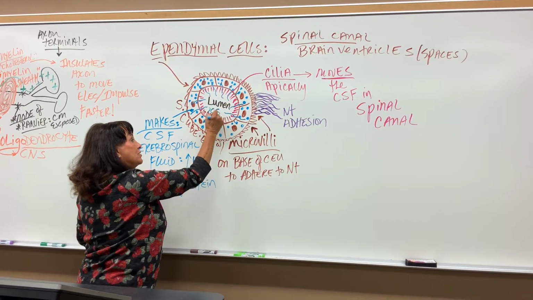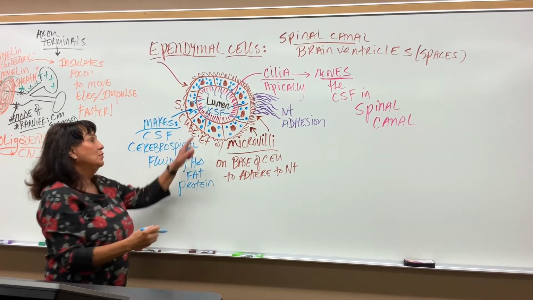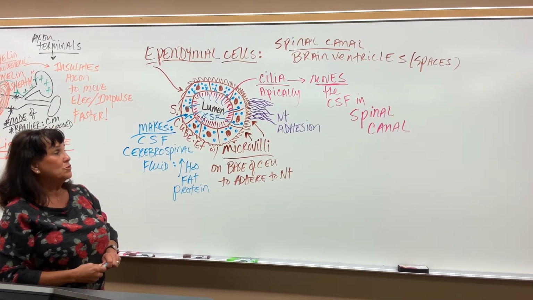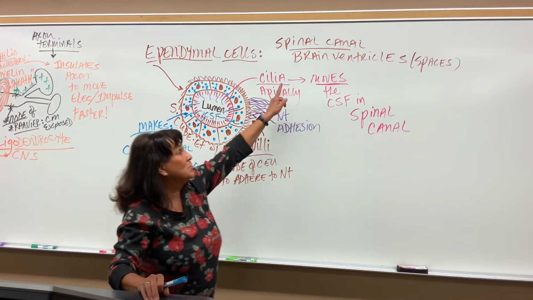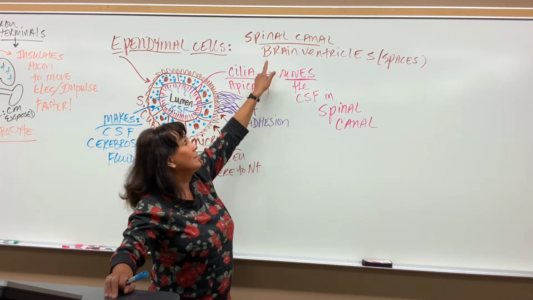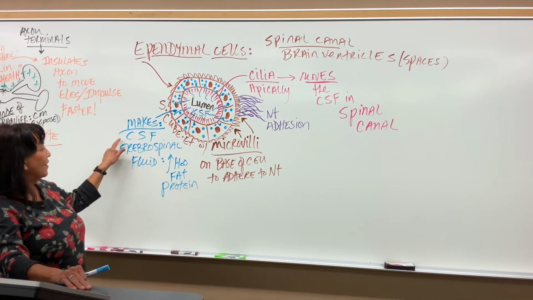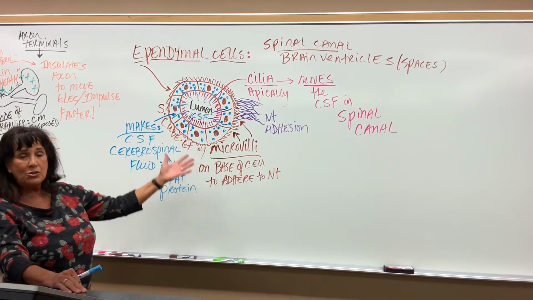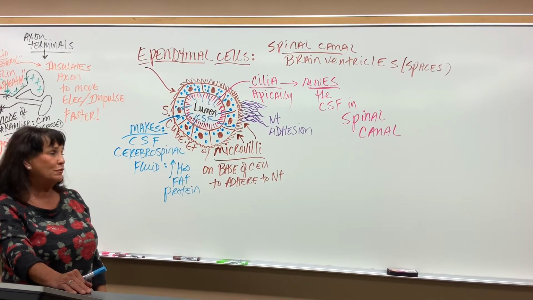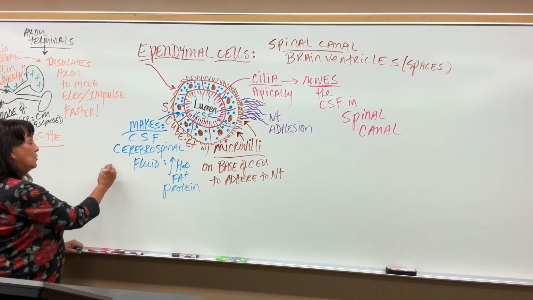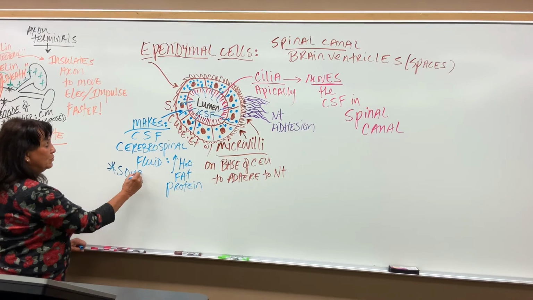And so here is where the CSF is. It will be moved with cilia up and down the spinal cord and to the brain, okay? And we have spaces in the brain that actually use the CSF. And what does the CSF actually do for nerve tissue? It feeds it. It's a source of food for them because it's high in fat and protein. So it's a source of food.